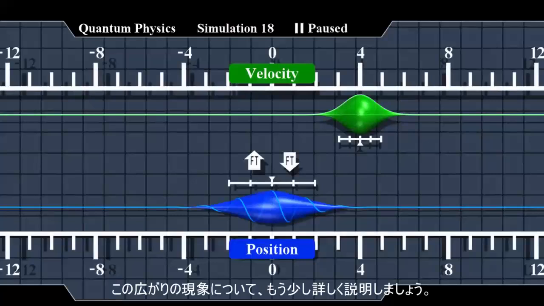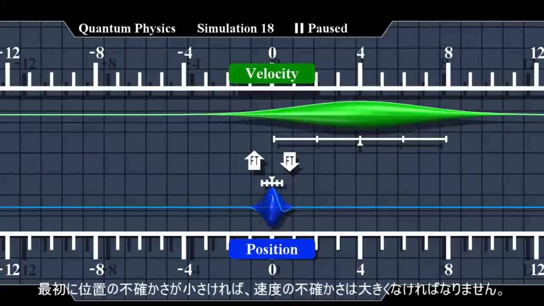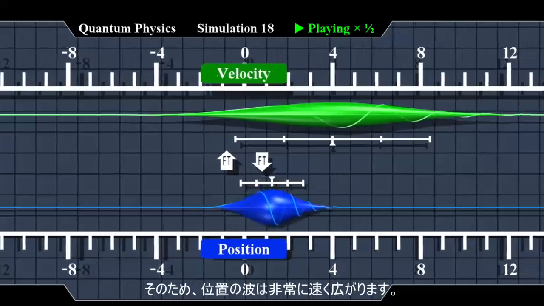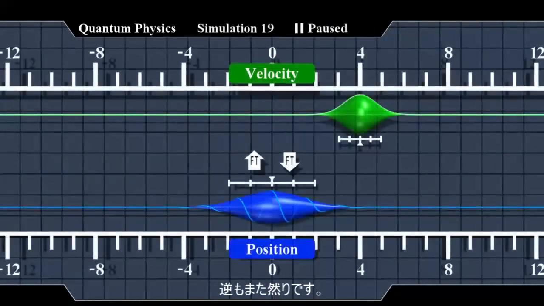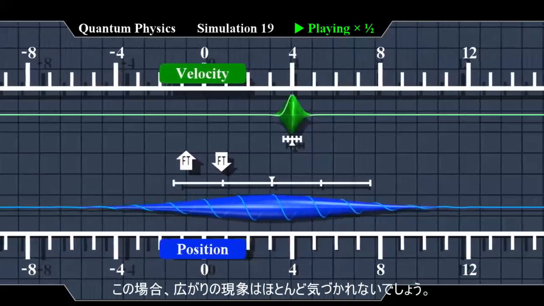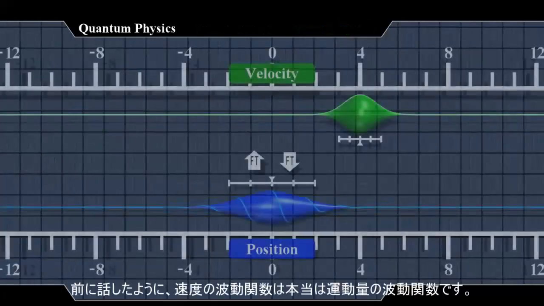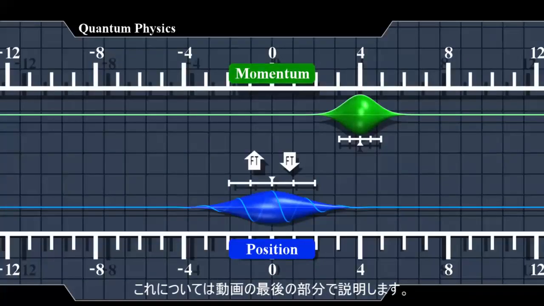And here's some more insight into this spreading phenomenon. If initially the uncertainty in position is low, then uncertainty in velocity must be high. So now the position wave will spread very fast. And vice versa. Now uncertainty in velocity is low, and the spreading phenomenon will hardly be noticed. As mentioned before, the velocity wave function is really the momentum wave function. This is explained in the final part of this video.